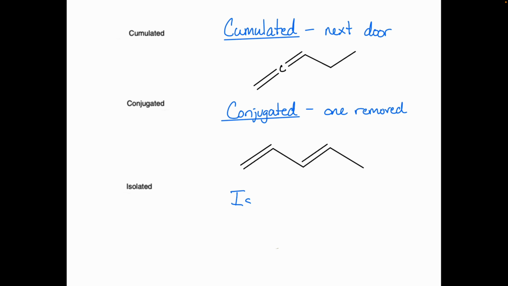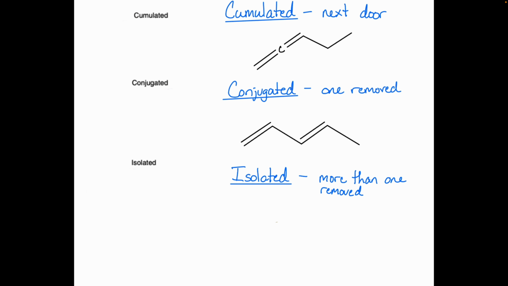All right, and then lastly, our isolated dienes. These are when those double bonds are more than one removed. Meaning there's more than one single bond separating those two carbon-carbon double bonds. In this case, there's two, there could be three, there could be four, there could be a million. As long as there's more than one, that would be considered an isolated diene.